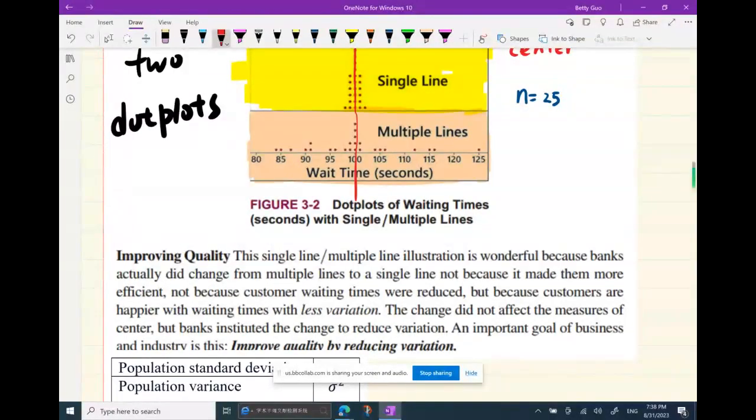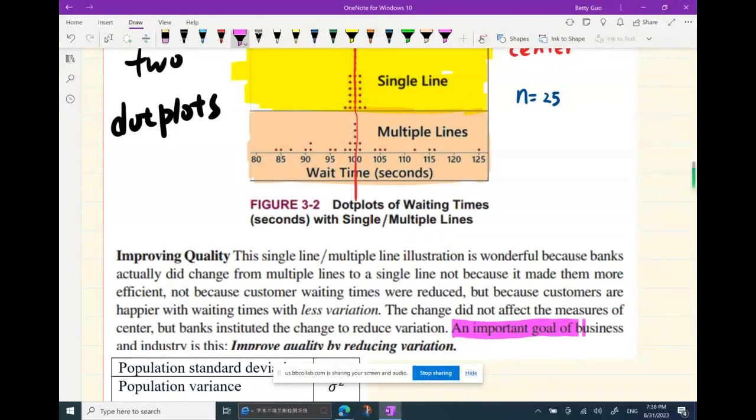Yes, if you are waiting there for a very long time and witnessing other customers get it done very quickly, you are not happy, right? But if you know everybody has similar waiting time, then you're probably happier that way. Yeah, the change did not affect the merits of center, but banks instituted the change to reduce variation. An important goal of business, let me highlight this part.